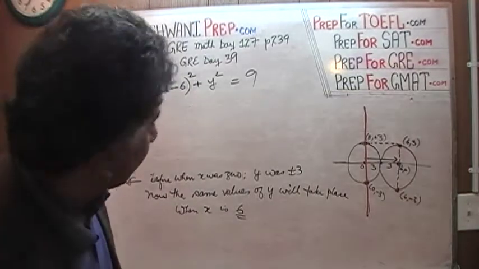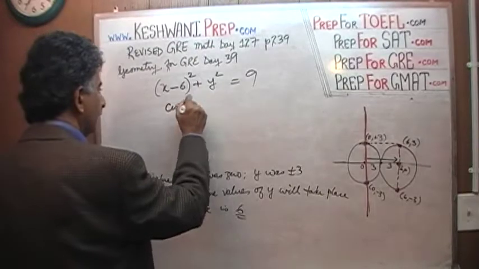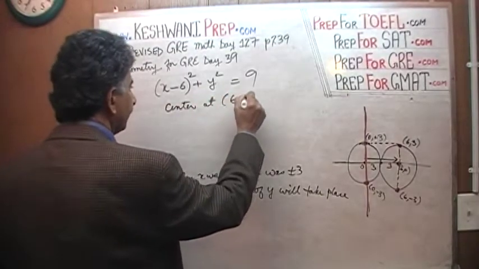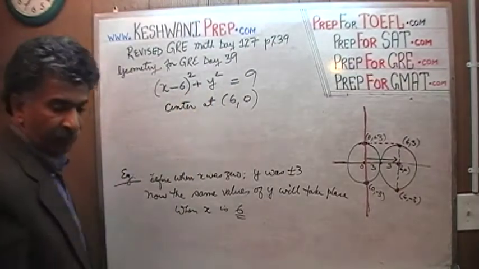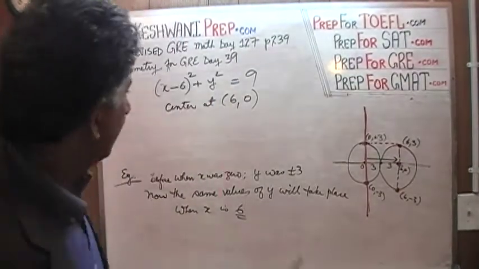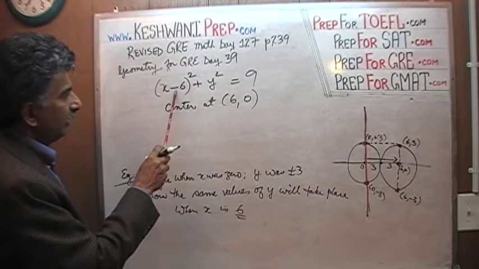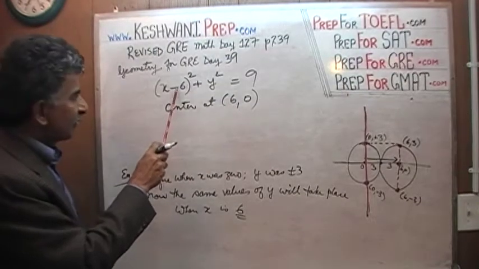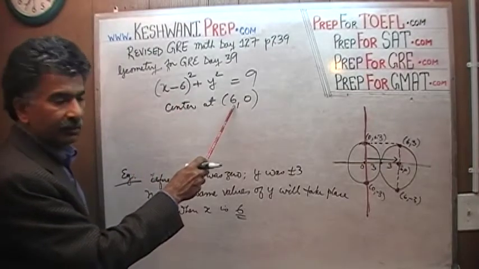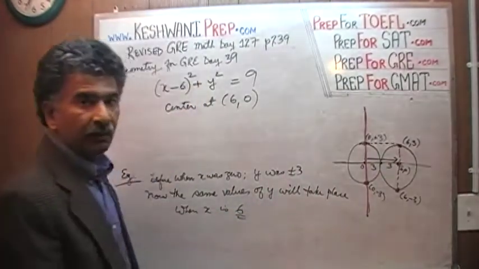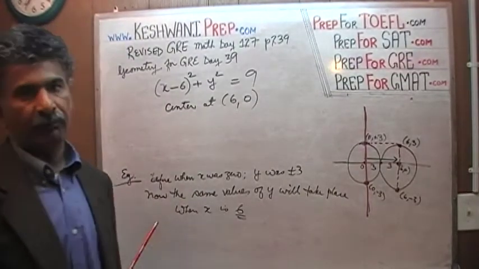Now this circle has a center at 6 and 0. Why 0? Because we made no adjustment for y. But notice the center is at positive 6, even though in the equation it shows up as negative 6, precisely because the center is at 6. It has moved by 6 units to the right. So we have to subtract 6 from each value of x to compensate for it.